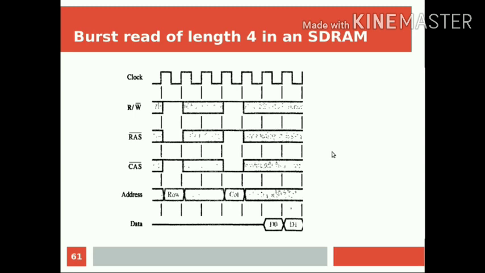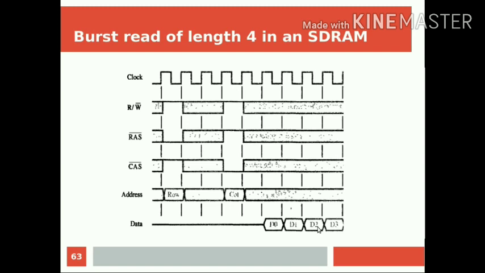Similarly, during the next clock cycle, the next group of bits will be available. Next clock cycle, next group. So four such groups of bits are available because we have selected a burst read of length 4, that is set in our mode and timing control block or unit. This is actually the fast page mode.